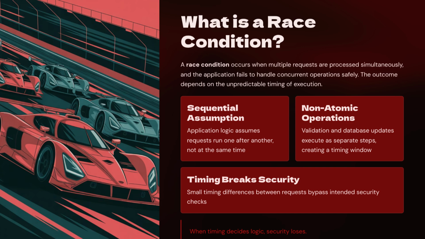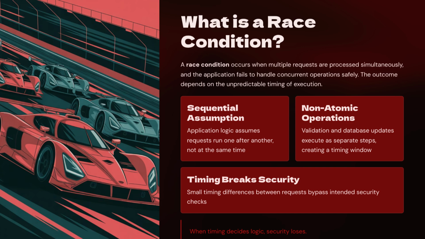Most people think hacking is about payloads and exploits, but sometimes it's just about being faster than the server. Today, we're going to understand race conditions, one of the most underrated but powerful logic vulnerabilities in web applications. And after that, we'll solve a real lab from PortSwigger to see how this works in practice.